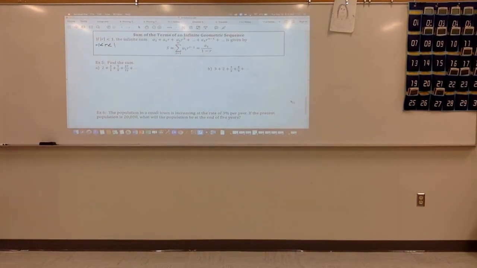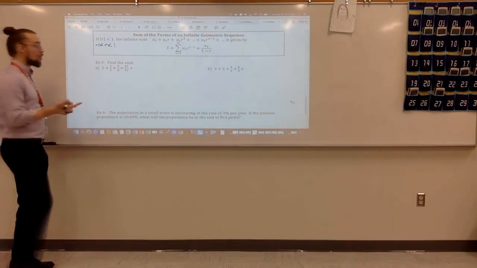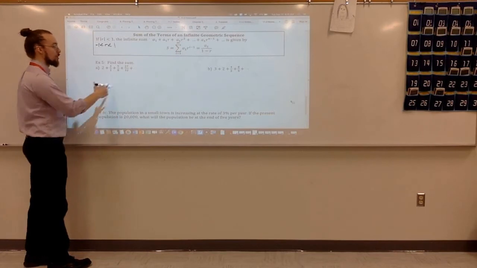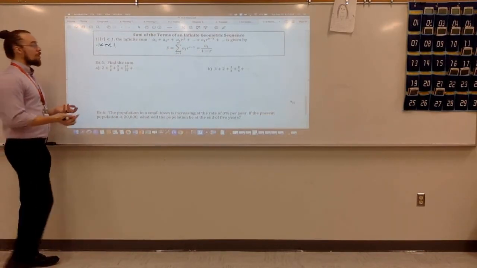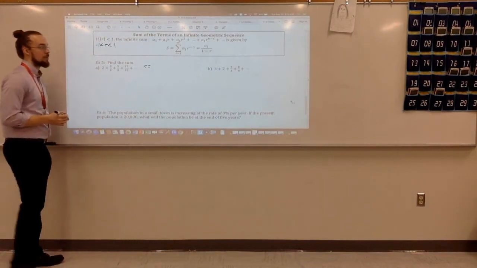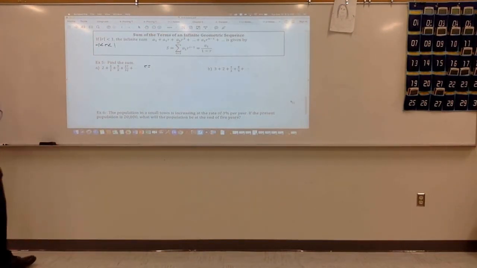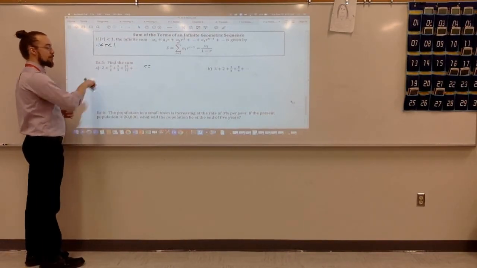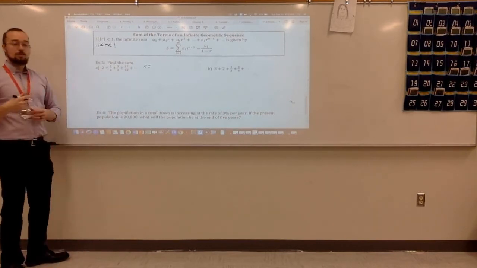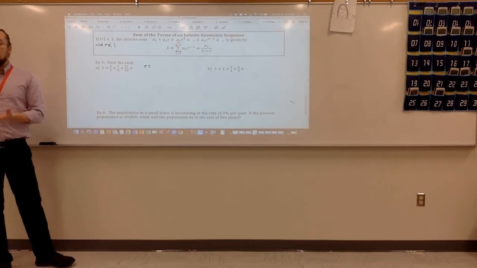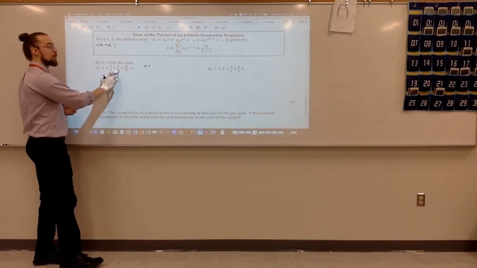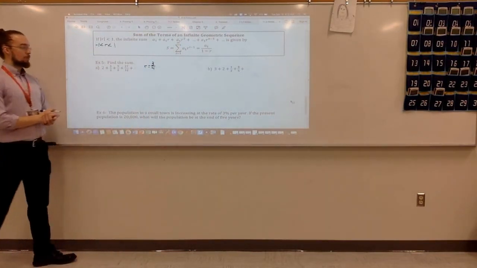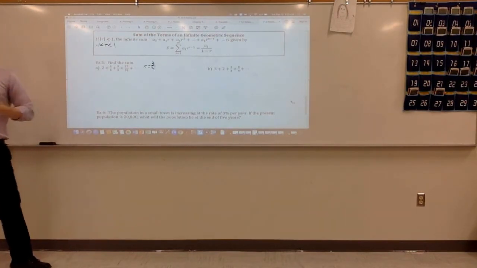Okay, so what we have to make sure of is that our r value is less than 1. So in this case, I go 2, 3 halves, 9 eighths, 27 thirty-seconds. So what would my r value be? Yeah, you can do 9 eighths divided by 3 halves, or you can do 3 halves divided by 2. Because on this one, it's not immediately obvious what you're multiplying by, right? So in this case, it probably would make sense to take a term and divide by the one before. So we get r equals 3/4. That is a value in between -1 and 1.